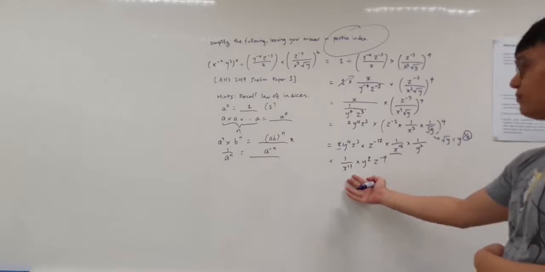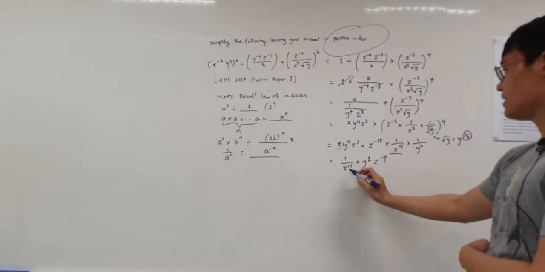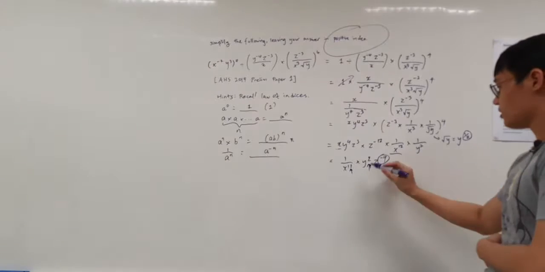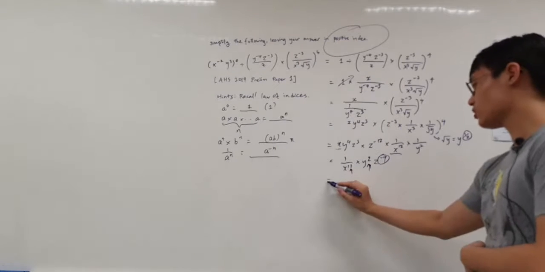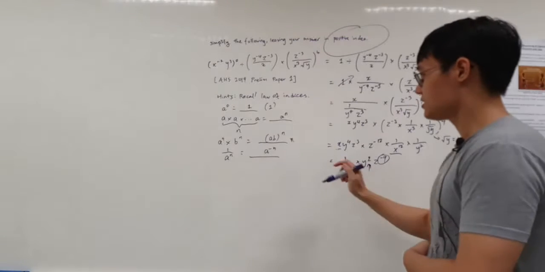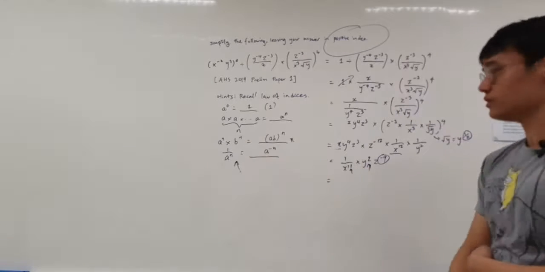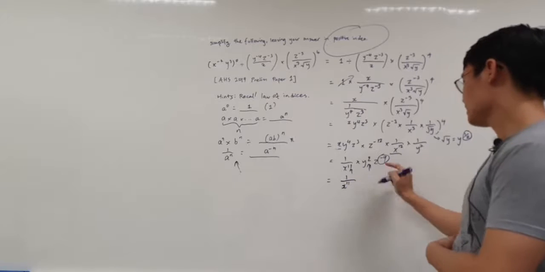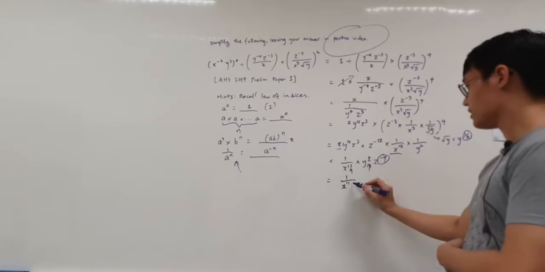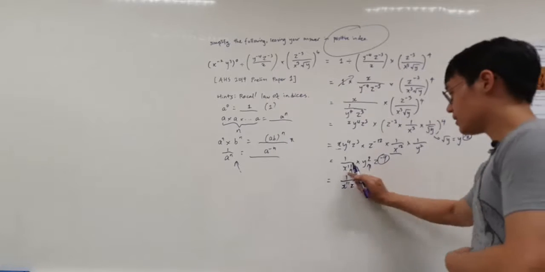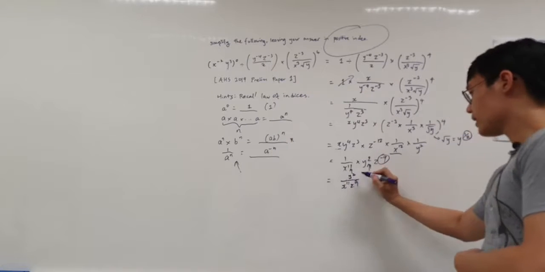Which of these have positive indices? Only 11 and 2 are positive. But this is not positive. So now we have to convert this into a positive index. And this formula is going to help us do this. So we can take 1 over x to the power 11. This one can go underneath, and this one becomes z to the power 9. And this is y squared, I can just multiply at the top, y squared.